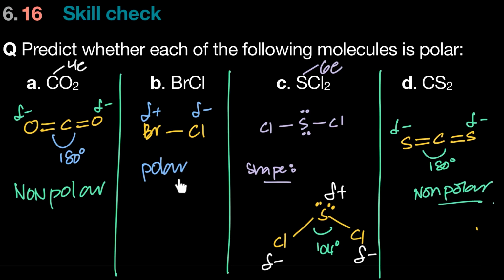Polars tend to dissolve in water, non-polars don't. Non-polars have van der Waals due to induced dipoles, and polars have van der Waals due to permanent dipoles. That's why we're doing this. Literally why we are doing this. All right?